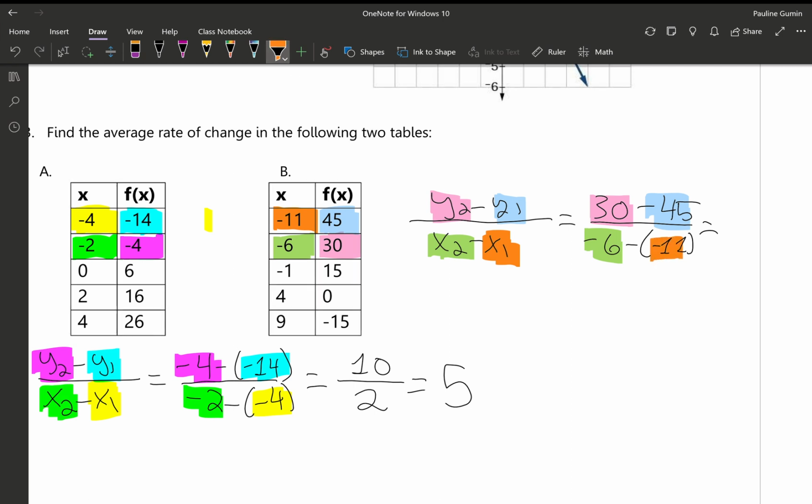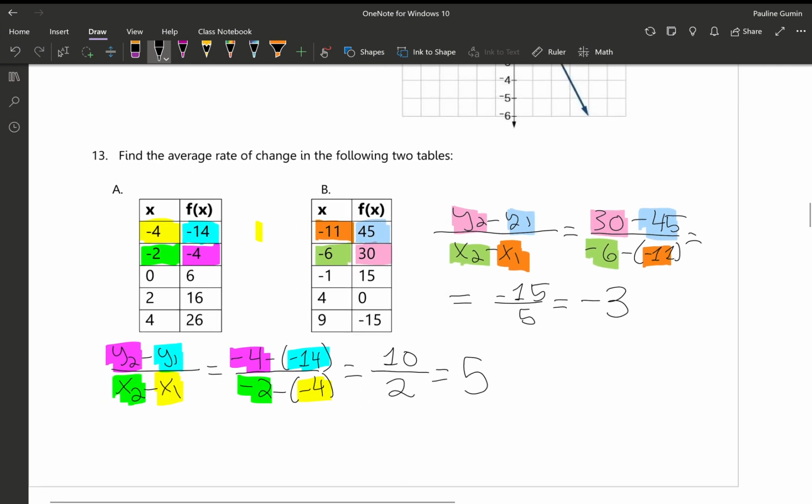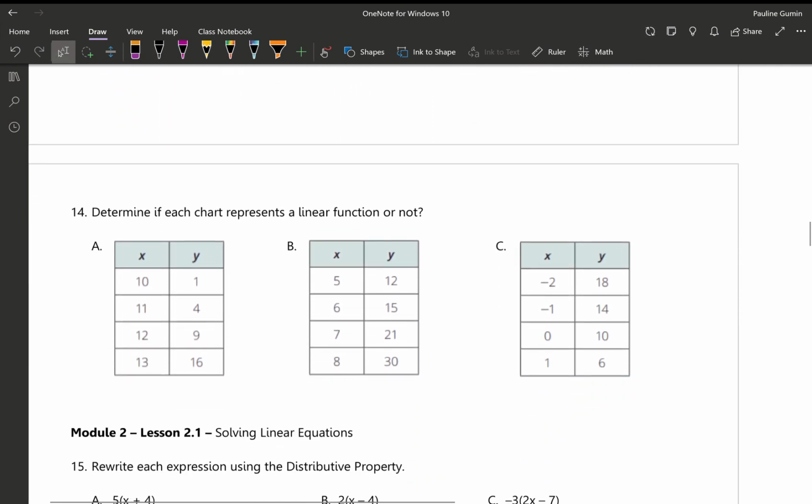Okay. All right, in my calculator, I put 30 minus 45, and I got negative 15. Negative 6 minus negative 11, I got positive 5. And we can simplify that to negative 3. Wonderful. Let's continue. Number 14.